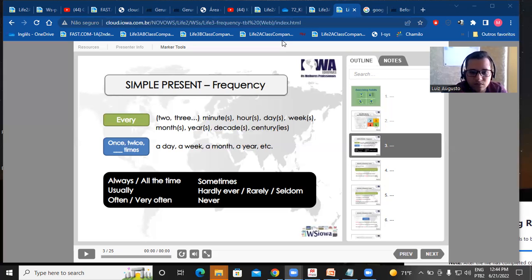Always or all the time, usually, often or very often. They all mean the same. Usually, often, very often. They all represent big frequency. Sometimes, hardly ever, rarely, or seldom. They are all the same. Repeat, rarely. And never. Okay? Good.